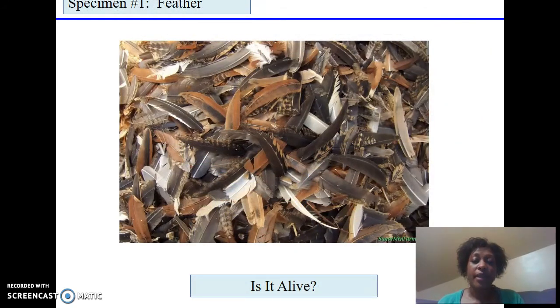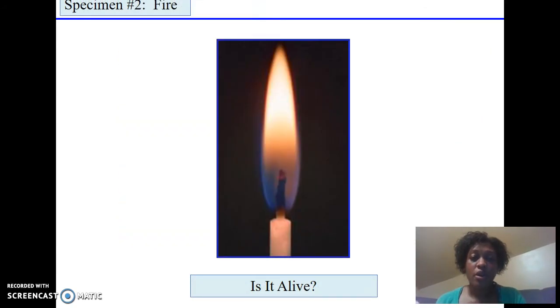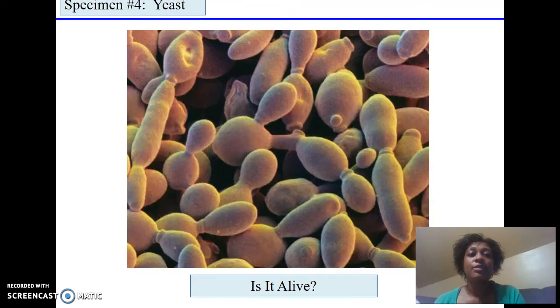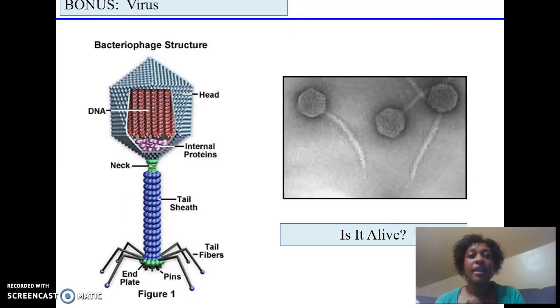And so, as you can see, there are several items that I have here. Specimen 1, which is a feather. Specimen 2, which is fire. Specimen 3, which is a bean. Specimen 4, which is yeast. And then a bonus one of the virus. During our conversation this week, we're going to talk about if these things are living or alive and why or why not.